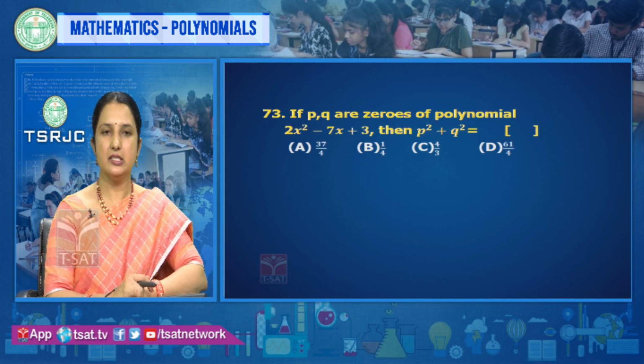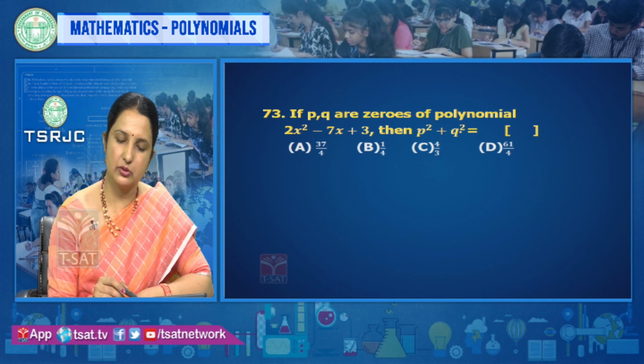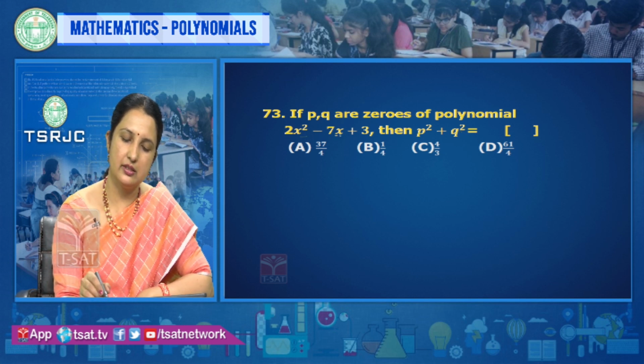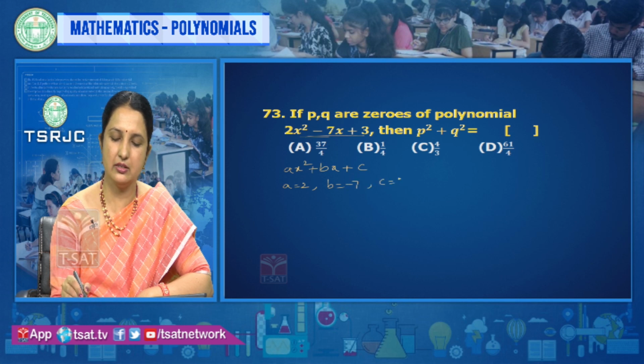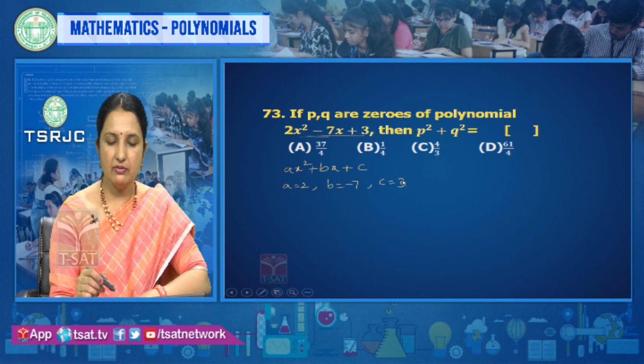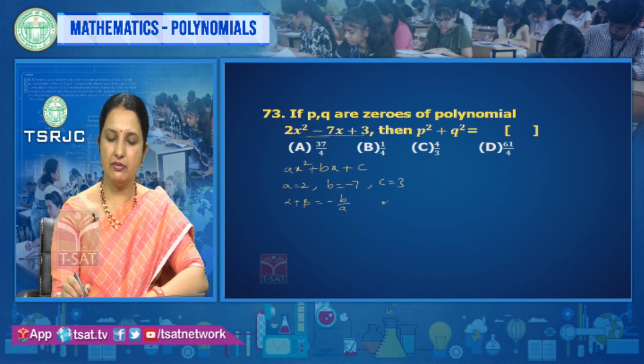Next, question number 73. If P, Q are zeros of polynomial 2x square minus 7x plus 3, then P square plus Q square is. So this polynomial you compare with ax square plus bx plus c. What you get? A equals to 2. Compare these two. What is b? B equals to minus 7. C equals to 3. When alpha beta are the zeros, we will write alpha plus beta equals to minus b by a, and alpha beta equals to c by a.